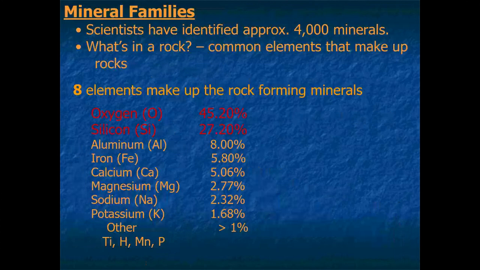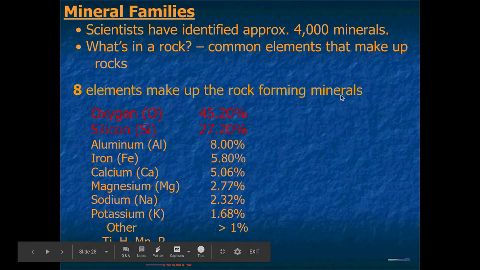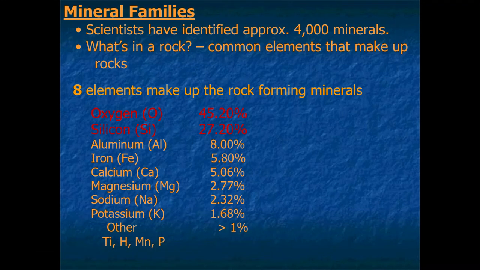I've listed here common elements that make up rocks. We have 8 elements making up rock-forming minerals. If we start with the bottom part of your slide, we have less than 1% of the Earth's crust. These are elements that make up minerals on the Earth's crust. Let me repeat that: these are elements that make up the rock-forming minerals on the Earth's crust. Less than 1% would be Ti, titanium, hydrogen, manganese, and phosphorus.